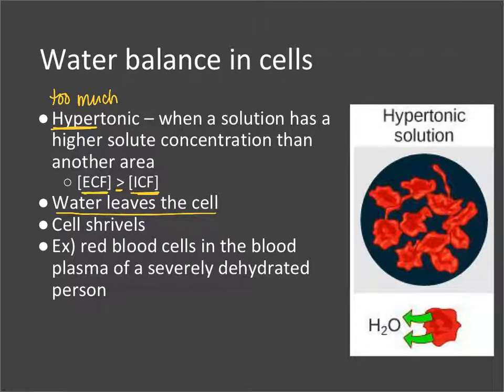So the water is going to go towards the extracellular fluid, and it's trying to dilute that more concentrated extracellular fluid. Now, the problem with this is that the cell is going to shrivel. We can see here that these are supposed to be nice, round red blood cells, but you can see that they're shriveling. And that's because as the water leaves the cell, it causes the cell to shrivel. And a shriveled cell can't do its job and can lead to health problems or even death.